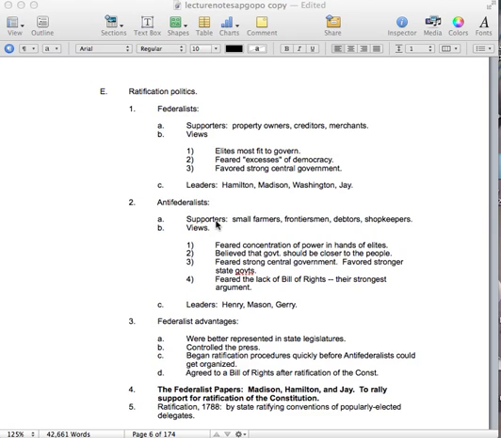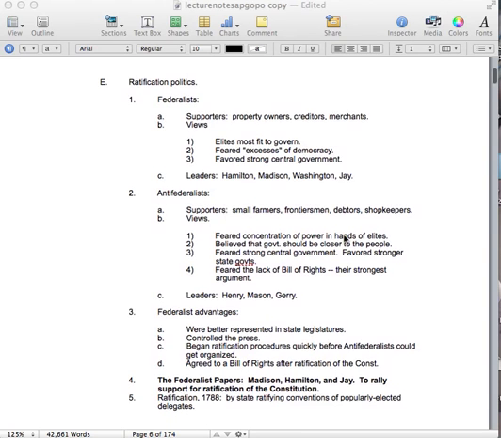Here's what is important. Here's what you've got to know. Here's what you must star. Because they did not trust the Constitution as written, because of our past, they wanted a Bill of Rights. Once again, the Anti-Federalists wanted a Bill of Rights, something to guarantee our personal freedoms. Understand that. Know that. Again, they love themselves some states' rights. Supporters are small farmers, frontiersmen, debtors, and shopkeepers.